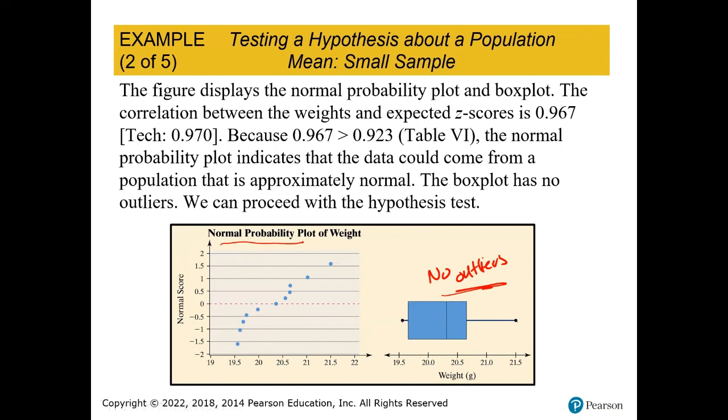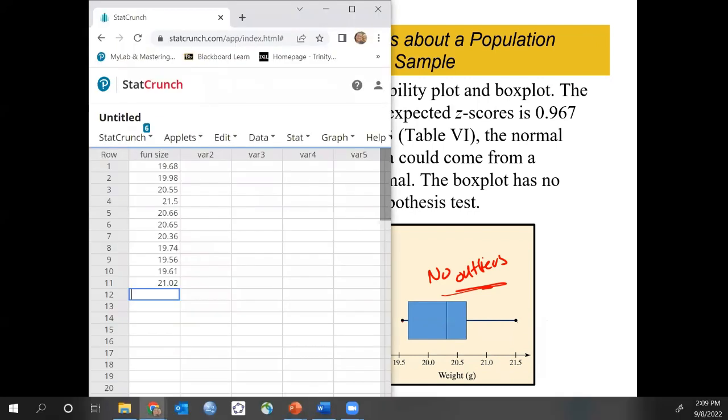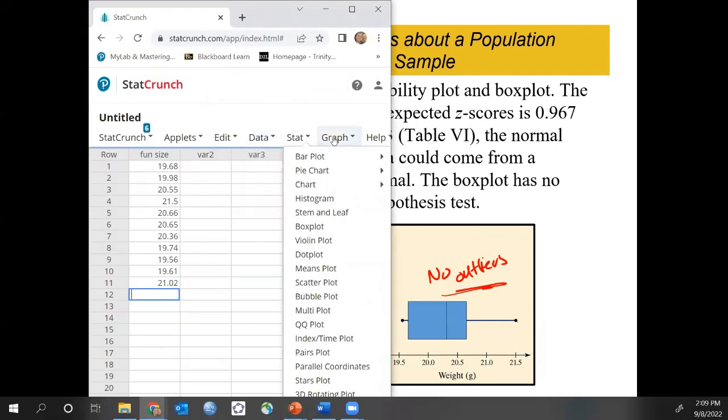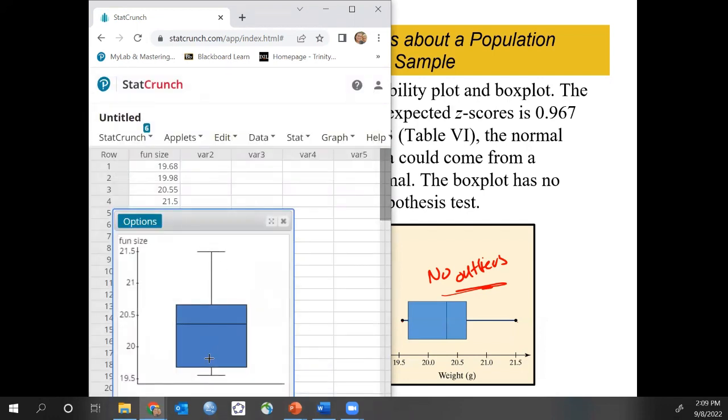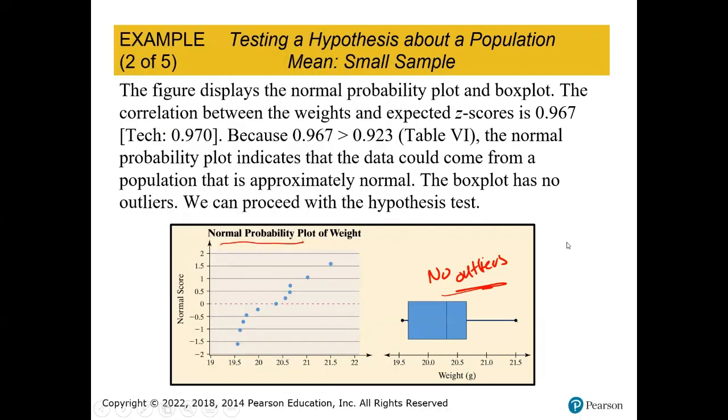Just to show you again, if I wanted to make my box plot just to check, graph, box plot, from my data. Okay, there are no outliers. Outliers will show as little dots outside. So I am able to run this test.